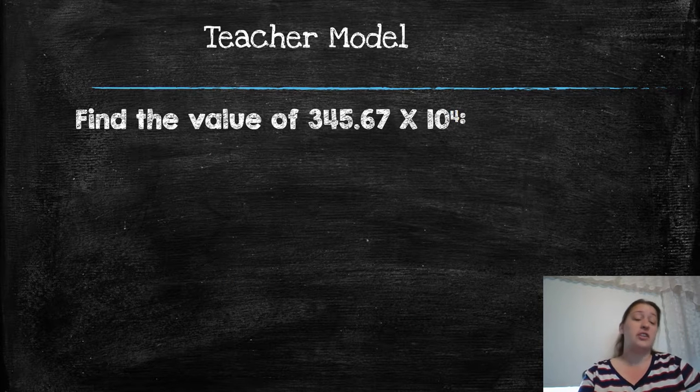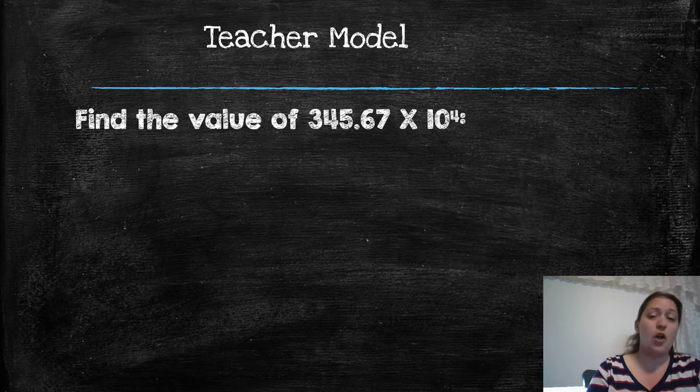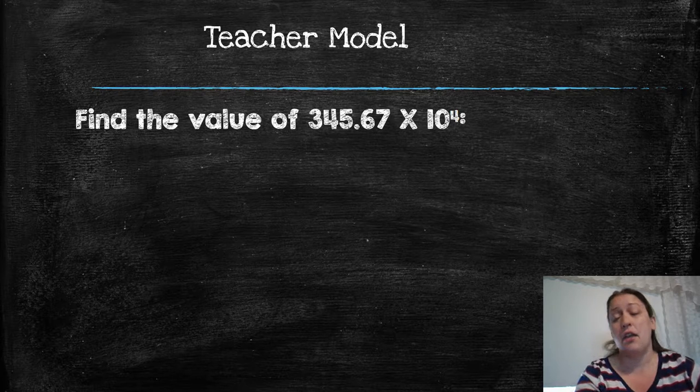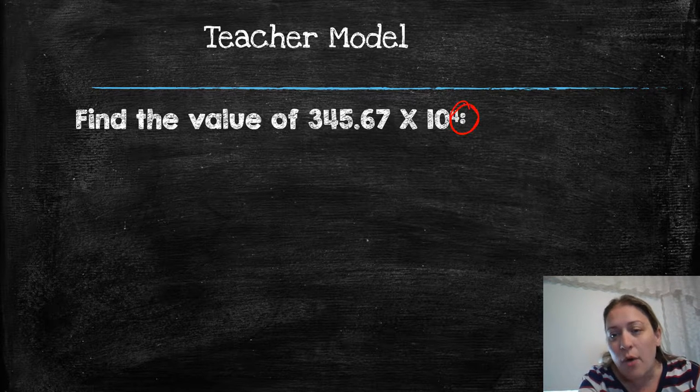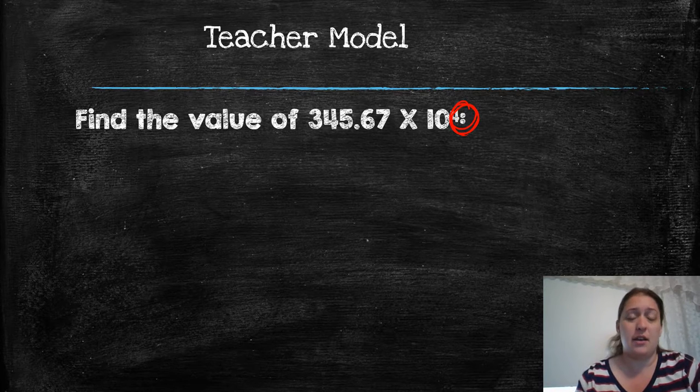So now let's look at this one. I want to find the value of 345 and 67 hundredths times 10 to the fourth. Wait a second. What does this little 4 mean? Where did that come from? What am I supposed to do with that?